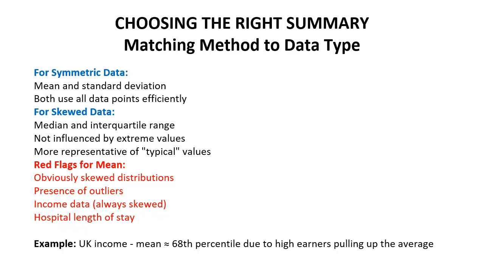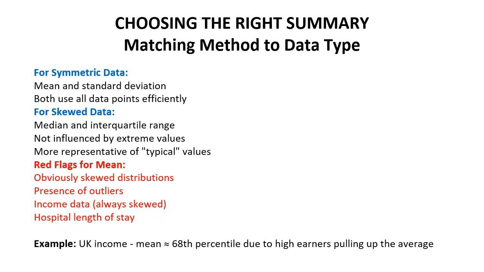So on this, we're trying to figure out how do we choose the right summary. We have to have a matching method to the data type. If we have symmetric data, we can use the mean and standard deviation, and these use all data points efficiently. So that makes sense, right? It's symmetrical. Well, for skewed data, we have to use the median and interquartile range. The reason we do this is because it's not influenced by extreme values, and it's more representative of the typical, or what some people might say normal patient, but we use the term typical patient.